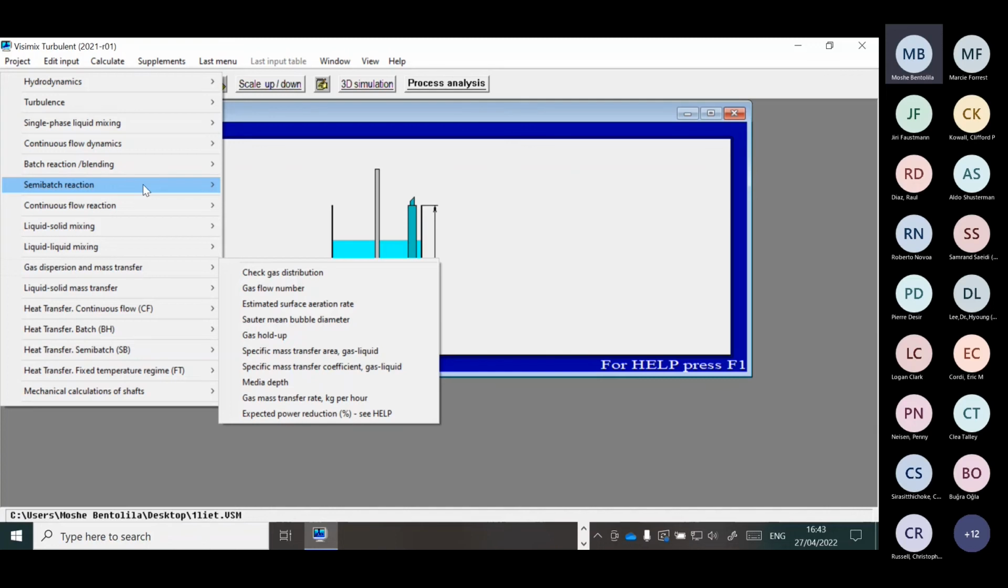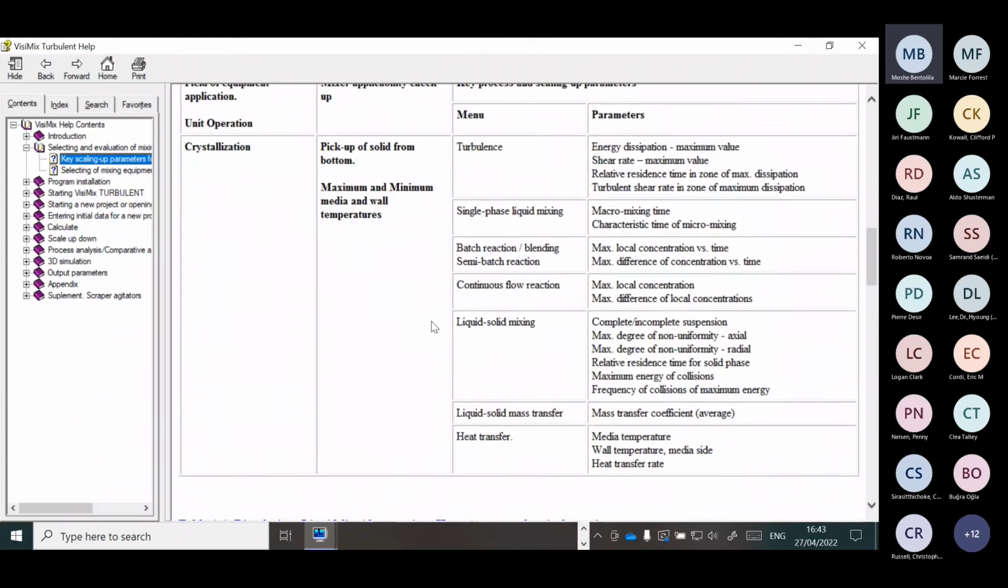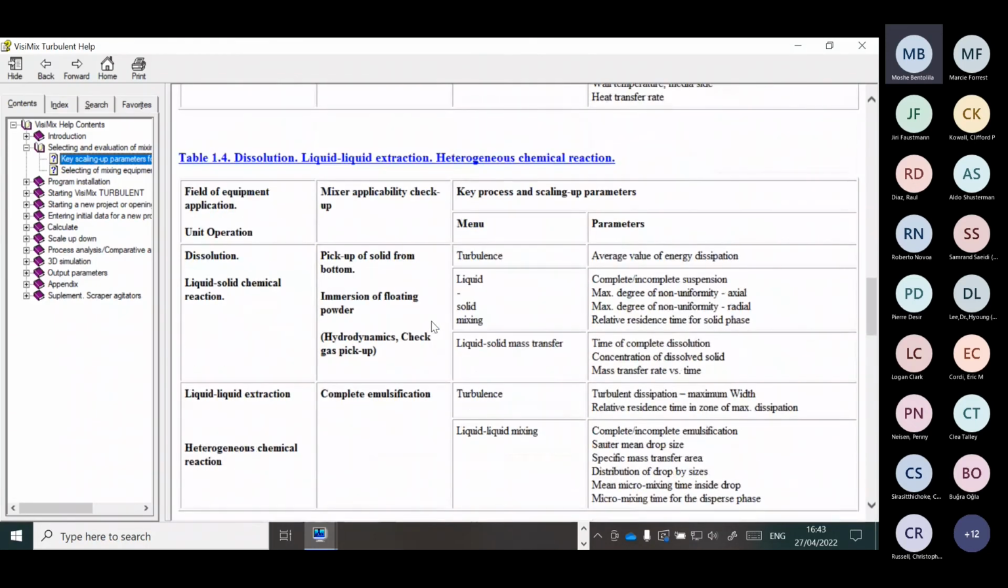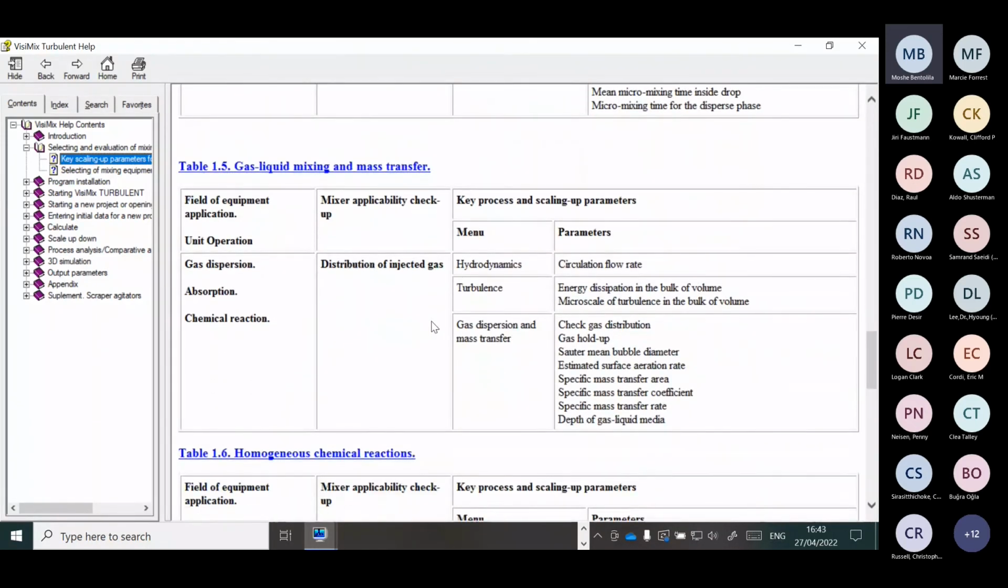Remember, in help, as explained before, you have all of the parameters that are important for the scale-up, that are controlling your process. Every table here explains the parameter, where it's located, and what the meaning is. Of course, the meaning of these parameters will be explained when we are working in the training. But you can see, as we scroll down, solid liquid, emulsification, crystallization, you see all the parameters, okay, dissolution, liquid, heterogeneous reaction, gas liquid, etc.